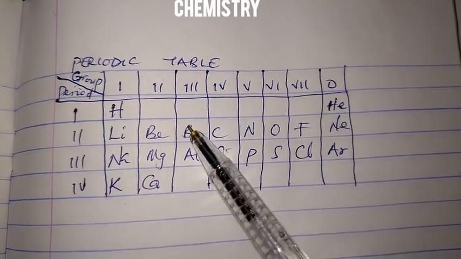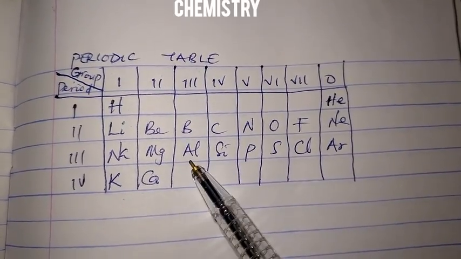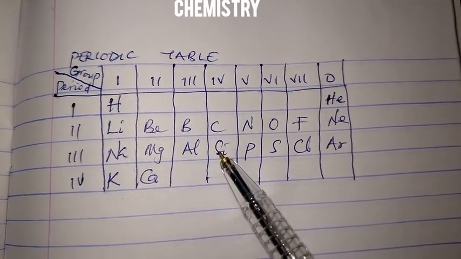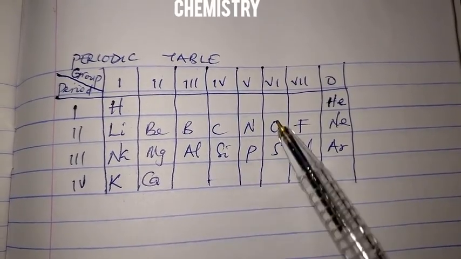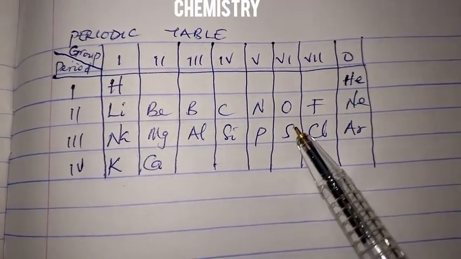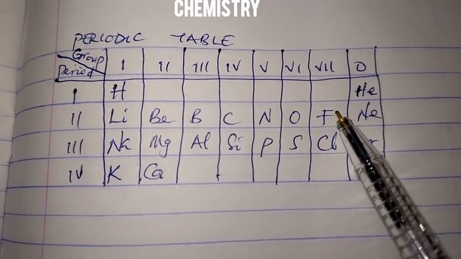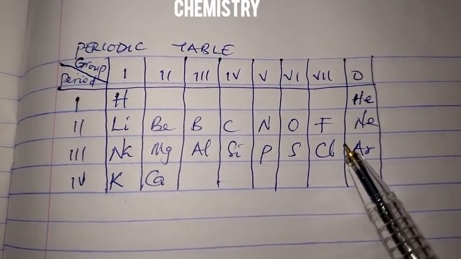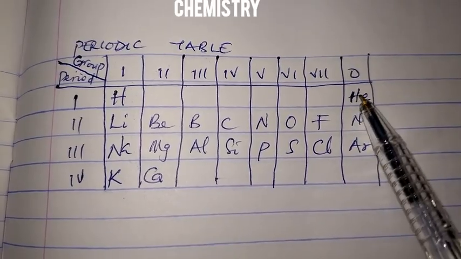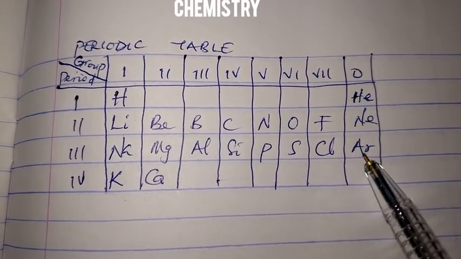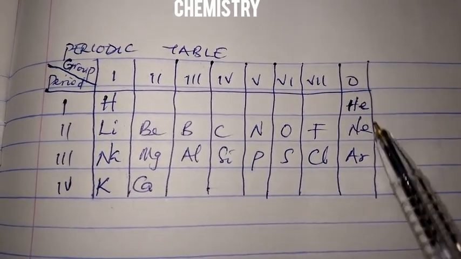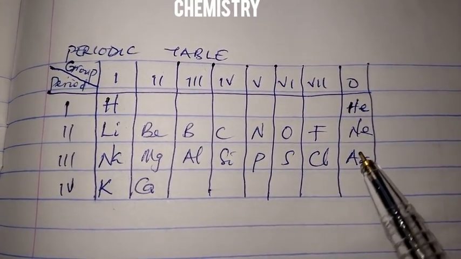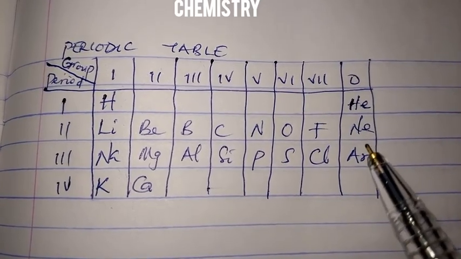These are group 3 elements: boron, aluminium. Group 4 elements: carbon, silicon. Group 5 elements: nitrogen, phosphorus. Group 6 elements: oxygen, sulfur. Group 7 elements: fluorine and chlorine. Then group 0 elements: helium, neon, argon. You do not call them group 8 because there is a reason for that, which, if time permits, I will explain.